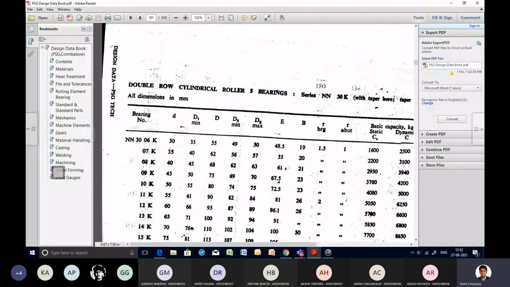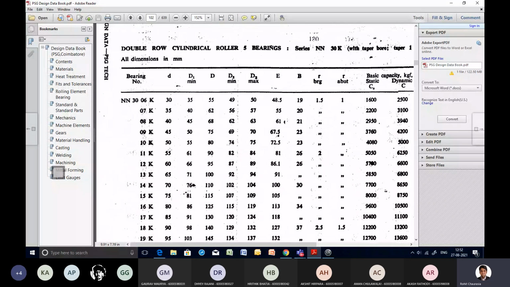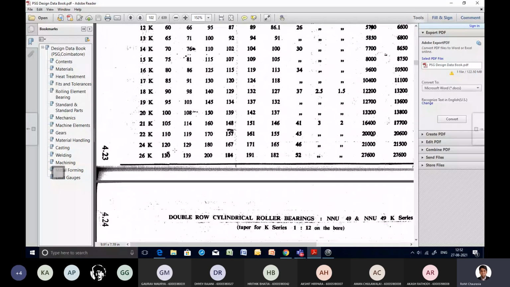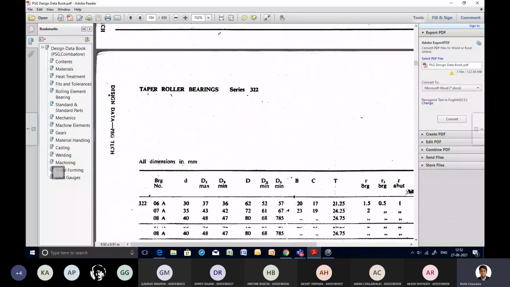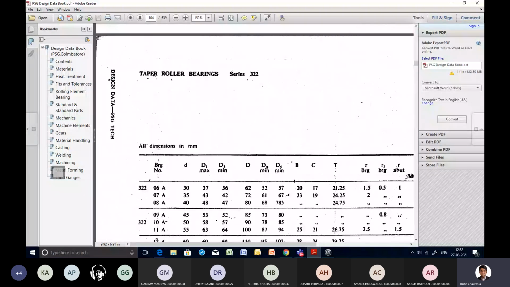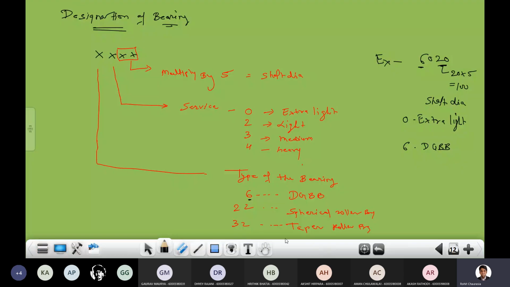ये क्या लिखा था, 22, and this one you can find out, all bearing series here. Double row cylindrical roller bearing, double row. This one is taper. Taper is starting with 32. You can see here the last 2 digits, this is service, and 32. So already we have referred that taper वाला किससे चालू होता है, 32 से. So by the last 2 digits you can find out the type of bearing.